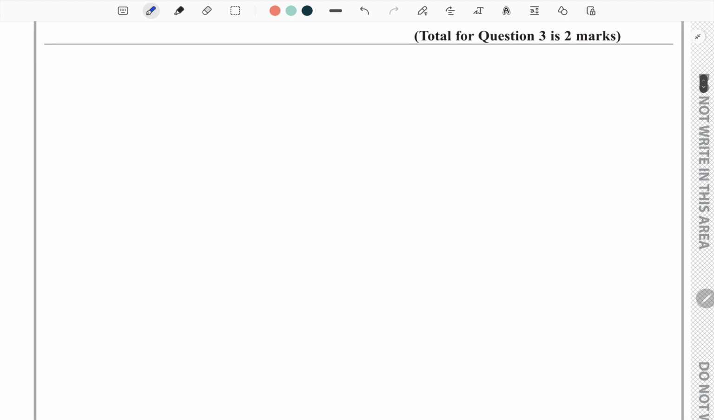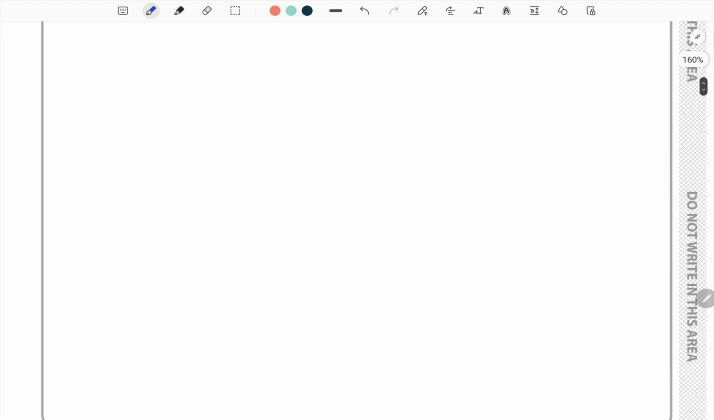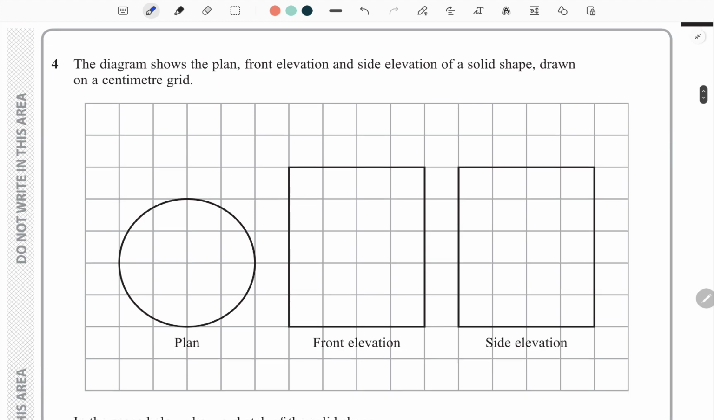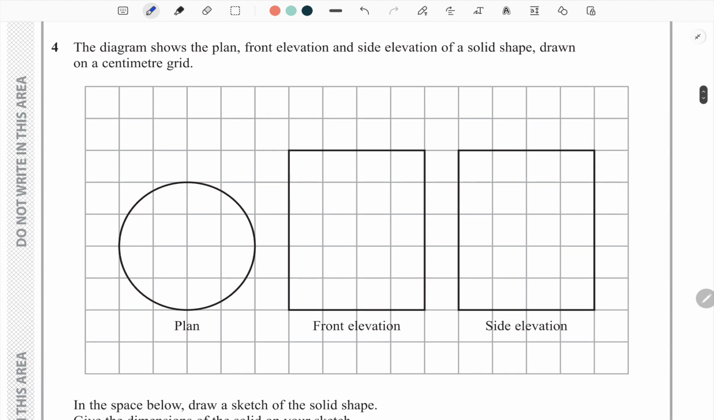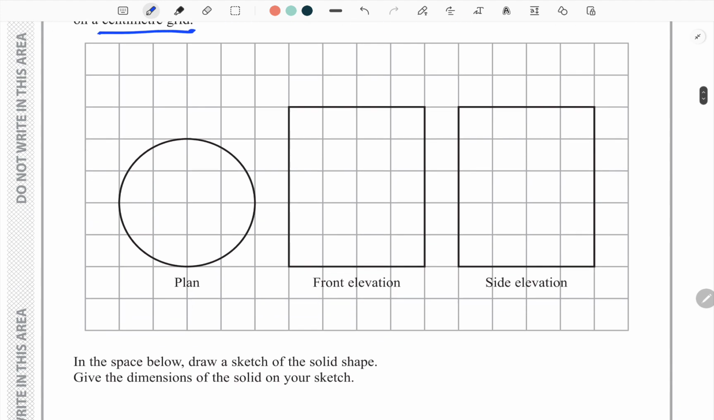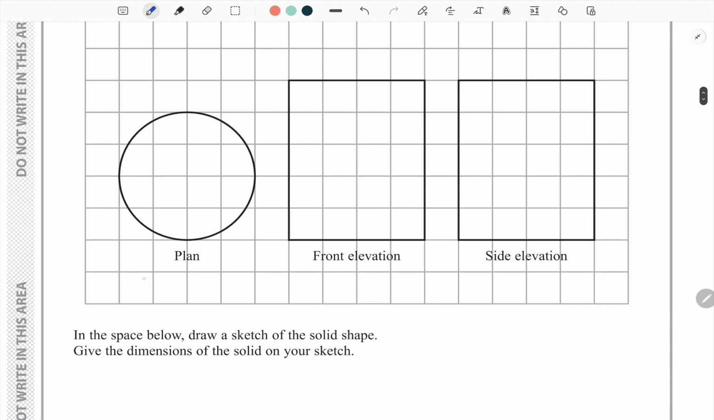Number 4. Tidy that a bit. Number 4. It shows this diagram. It shows a plan, front and side elevation of a solid shape. And it's on a centimeter grid. Now that's important in the question. Plan means from top. So from above, if you like. Probably a better way to describe it. And front and side is obvious.